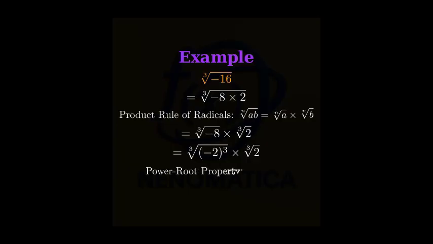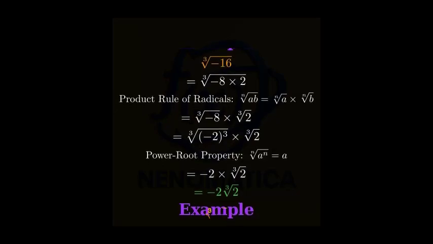Using the property that the cube root of x cubed equals x, we can simplify the cube root of negative 2 cubed to just negative 2. This gives us negative 2 times the cube root of 2. Therefore, the cube root of negative 16 equals negative 2 times the cube root of 2, which we can write as negative 2 times the cube root of 2.